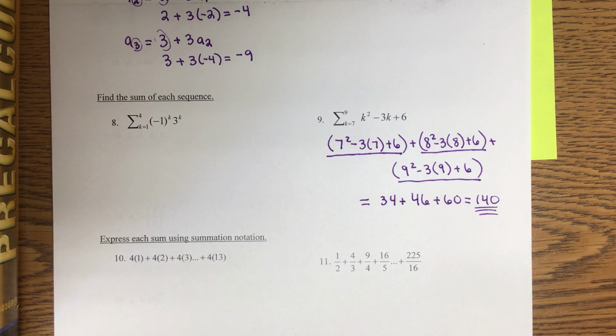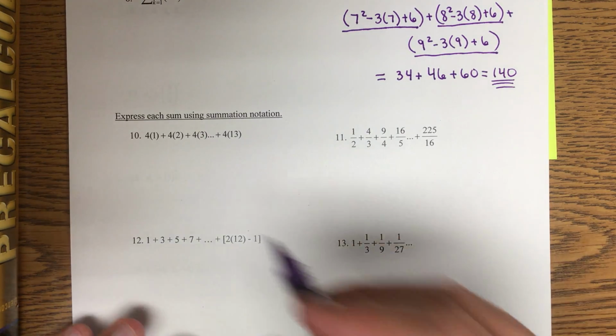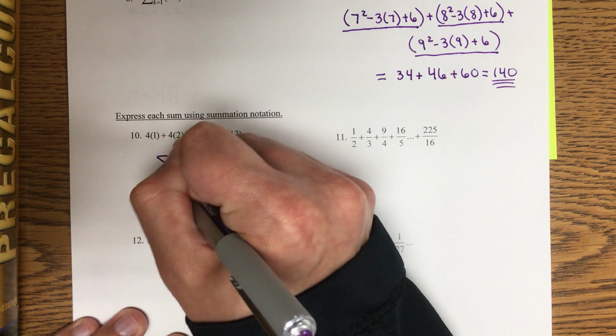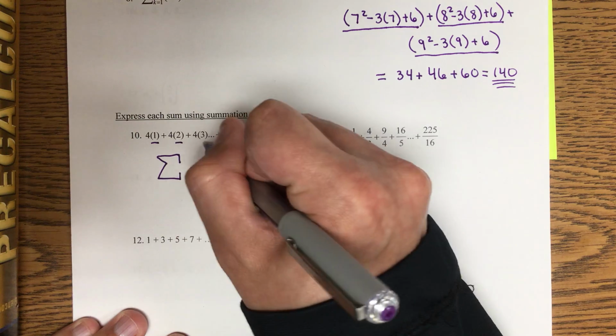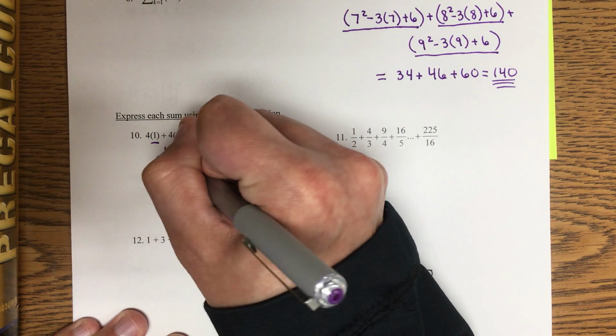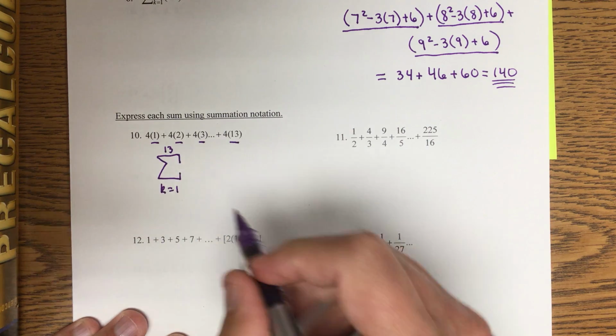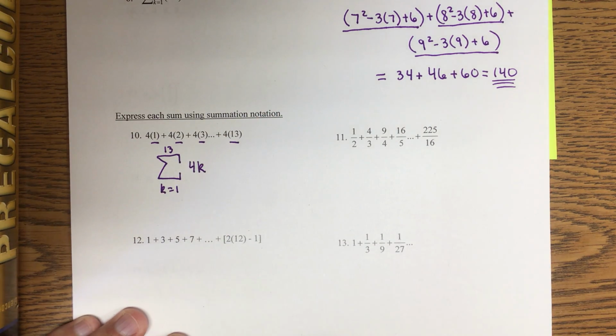All right, and now in the bottom of this page, they want you to do the reverse. They want you to write everything out in sigma notation. And so you kind of find how many terms you're going to have. So k is equal to 1 up to 13, and then just kind of see what they're doing every time. What's constant? Well, they're going to multiply by 4 every time.